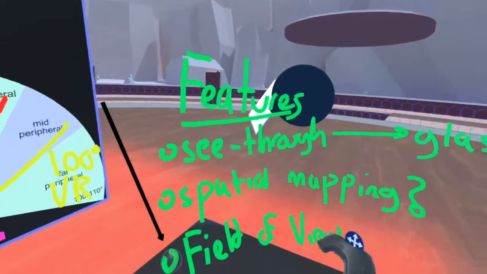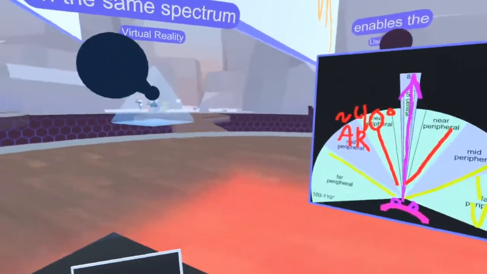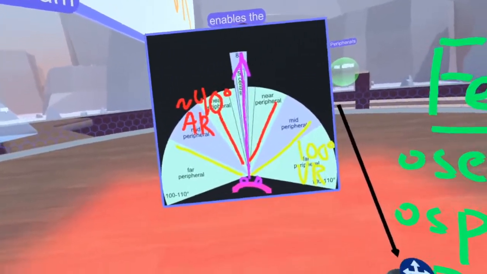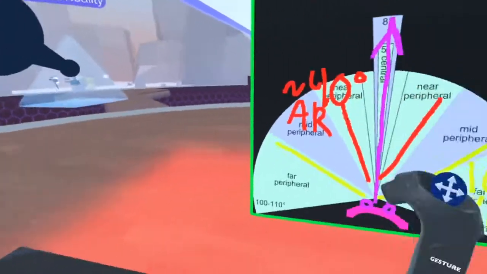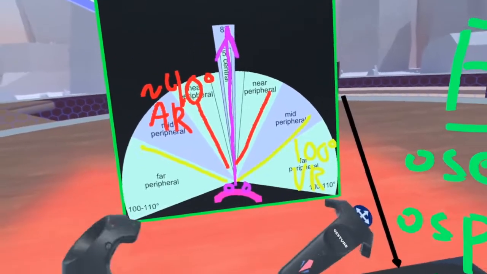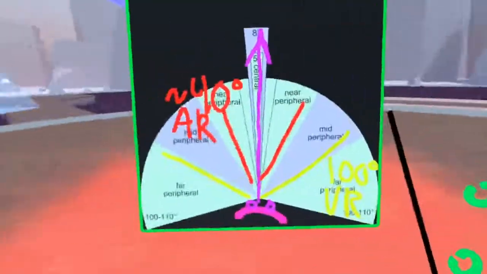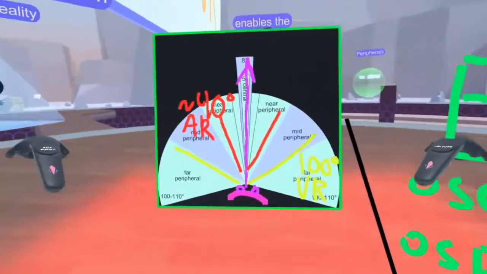Now, one other thing to note about AR is this thing called field of view. Field of view basically means how much can you see, how wide is the screen relative to your eyes. Now, for normal, unconstrained vision, humans can see roughly 200, 210 degrees. So right now, if I were to match this, it would kind of look like this. With VR, you get somewhere in the ballpark of 100 degrees, so somewhere like this.